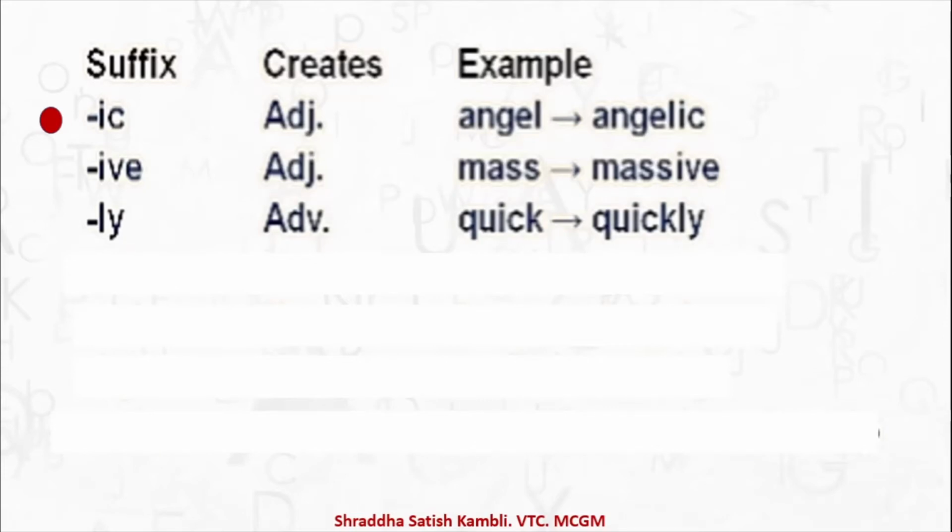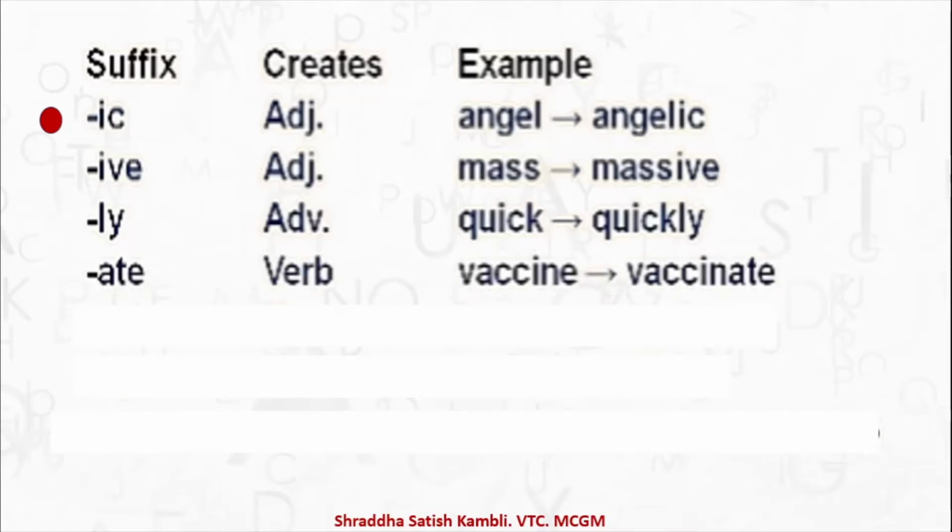Alright, see some more examples. LY. So sometimes it forms an adverb also. ADV means adverb. So see, quick is an adjective. When you added ly to it, it became quickly, which is an adverb. Okay, and so on and so forth. See, ATE. When you add ATE to a noun, vaccine, we get vaccinate, which is a verb. So see, it changes a noun into a verb also. It changes an adjective into an adverb. It changes a noun into an adjective. Let us look at what more examples there are for us.